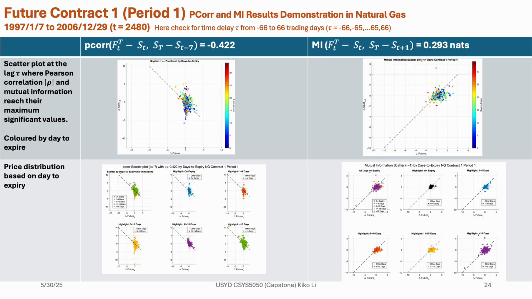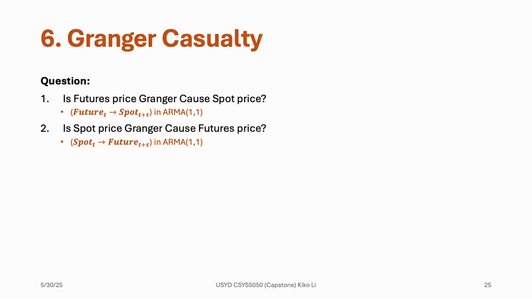The maximal absolute Pearson correlation is 0.42 at tau equals negative 7, and for mutual information, the maximal value is 0.293 nats, which happened at tau equals 1. By coloring the points by days to expiry date, we do observe the same price convergence as dates get closer to the expiry date.